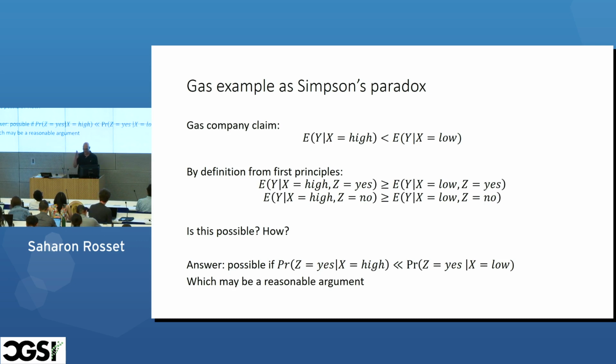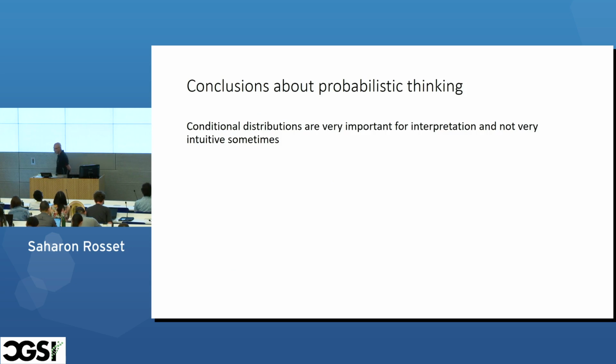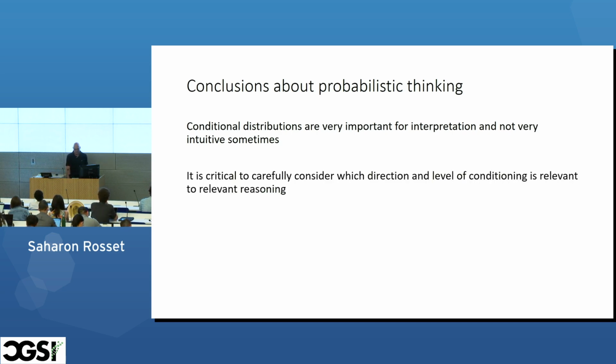I'm not going to get into it, but if anyone knows the classic Berkeley acceptance rate Simpson's paradox example, there, when you think about it, it's clear that the more detailed level, conditioning on more things, is a more valid way of drawing conclusions. So, okay, this is the part about probabilistic thinking. And one point I wanted to make sure I make is that conditional distributions are critical for interpretation, and they may not be the most intuitive, but specifically, which direction and which level of conditioning is relevant to our specific problem is something that we should think about carefully.